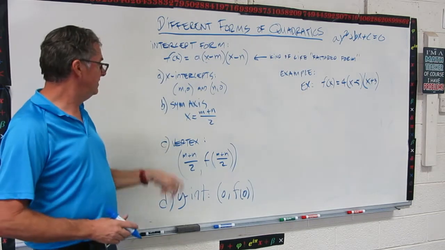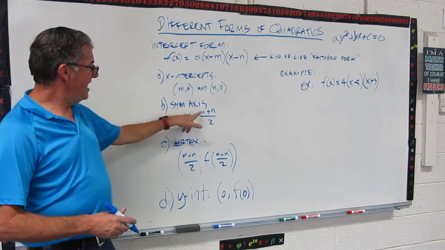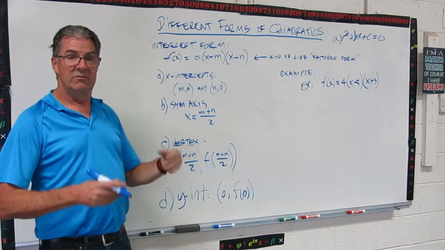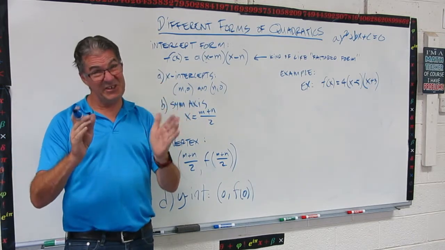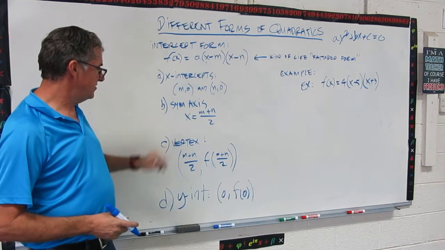So far, so good. Now, the symmetry axis is almost as easy. You just take m and n and divide by 2. It's the average of m and n. Remember, the symmetry axis is exactly halfway between the two x-intercepts, so this kind of makes sense. So there's your symmetry axis.